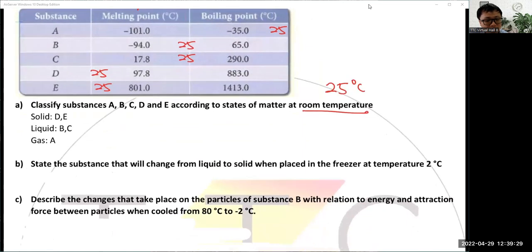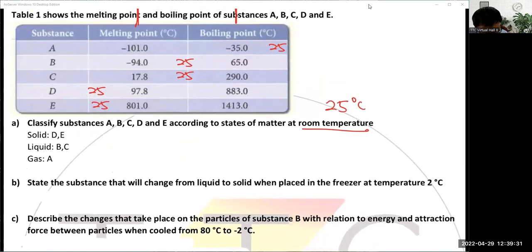Okay, state the substance that would change from liquid to solid. Now, from liquid to solid, you go through the melting point. Okay, melting point and freezing point, they're actually in the same temperature. For example, if water freeze at 0 Celsius, it will melt at 0 Celsius. So melting point and freezing point, they are the same.